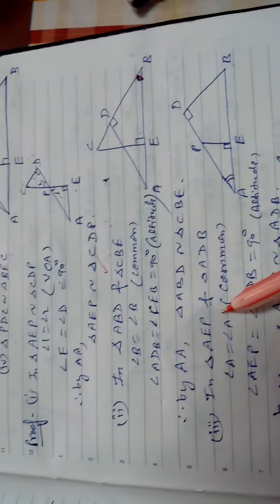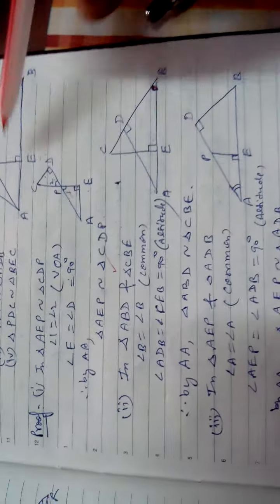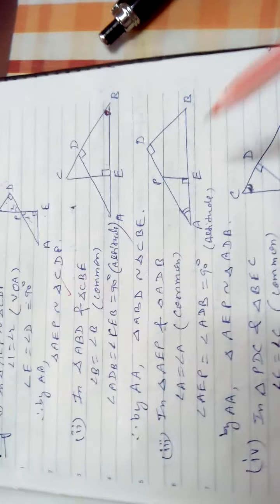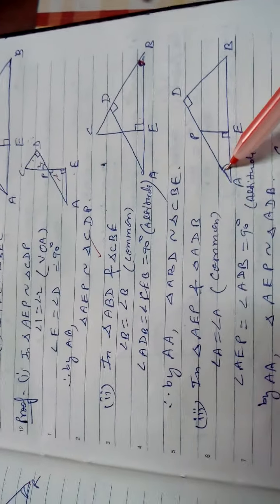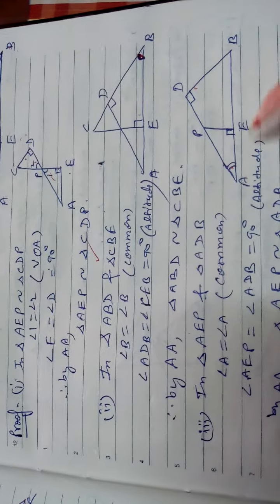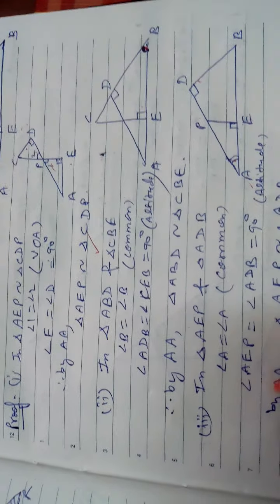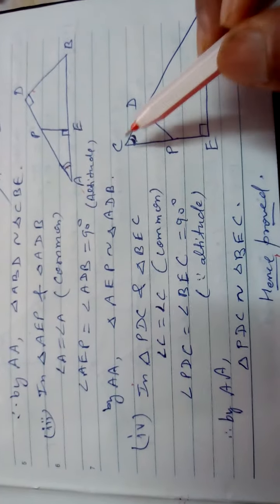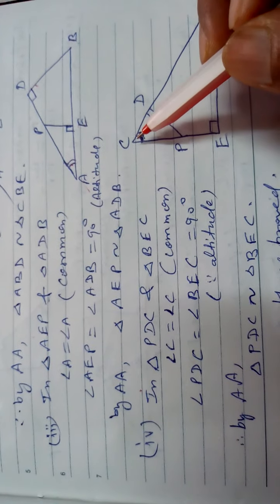Third part, AEP and ADB. ADB I am taking and this line. So in this part it is a common angle and one is 90. So AEP is similar to ADB by double A. Again by double A.